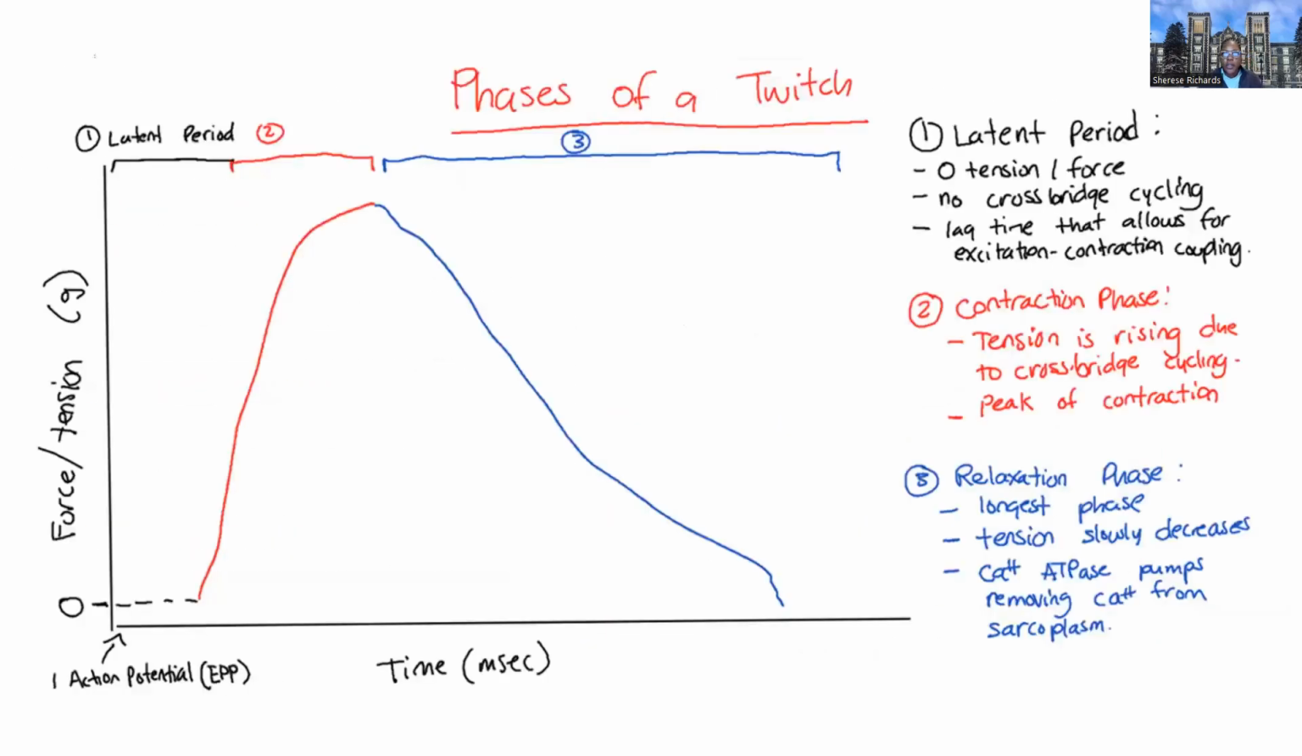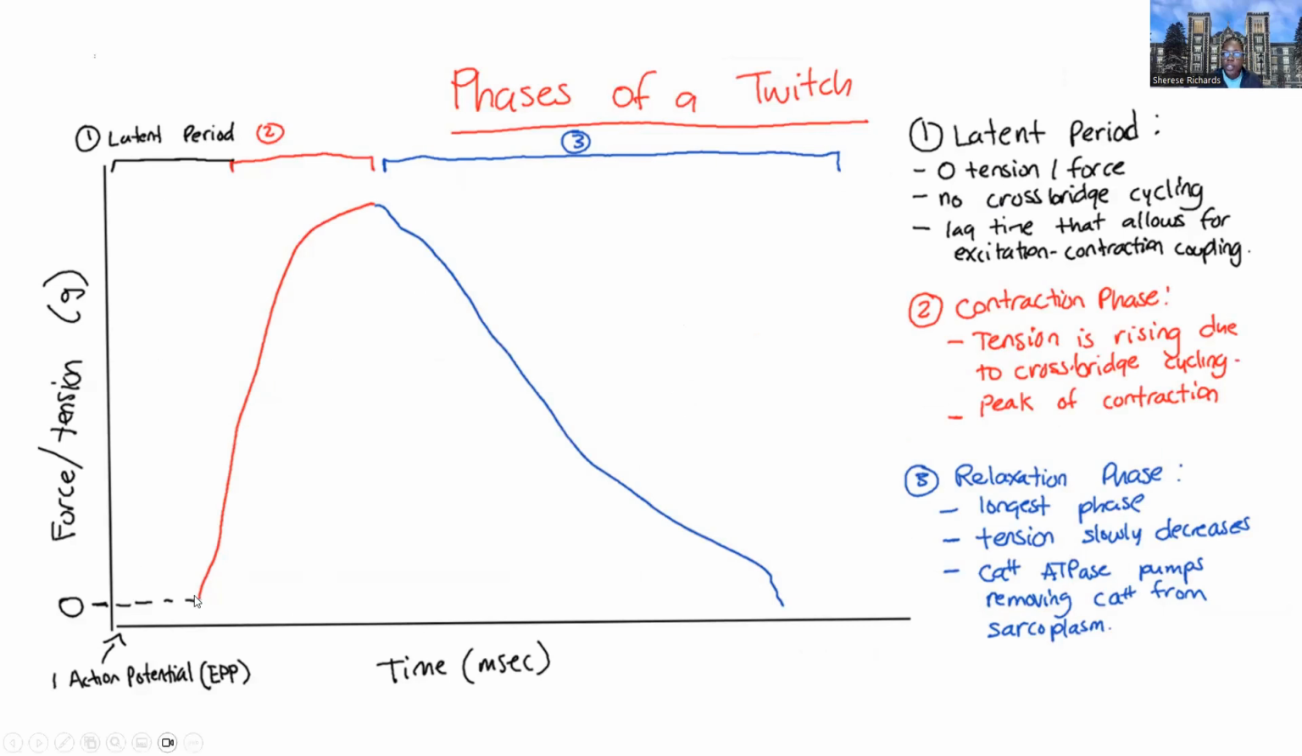And the phases of the twitch. So let's start with the phases of the twitch here. So the latent period, very important. I'm sorry, let me say that again. That was incorrect. This is when we have no force generation yet because the machinery for the contraction is warming up. So this is a lag time that allows for the process we just described: excitation-contraction coupling.